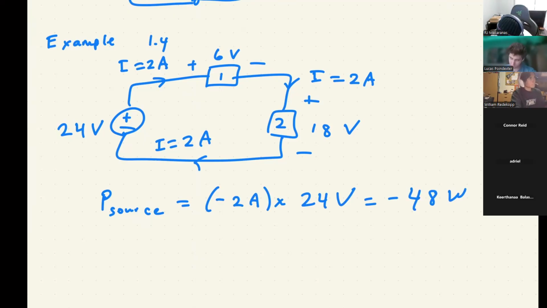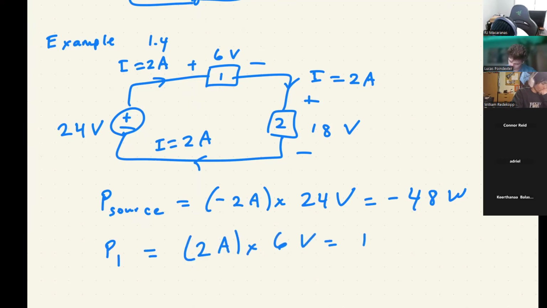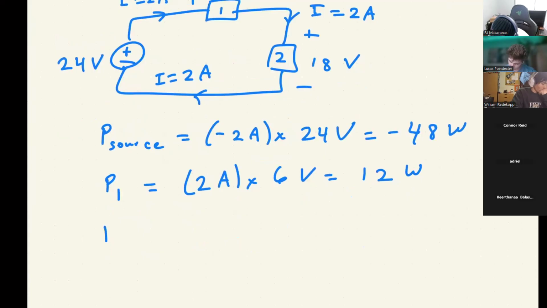For the next element, we call that P1. So I'm going into the positive terminal this time, which means that my current is actually positive. And I've got a 6-volt drop across it, so that's 12 watts of power. And then for P2, I've got 2 amps going into the positive terminal and going down 18 volts. And so that gives me 36 watts.